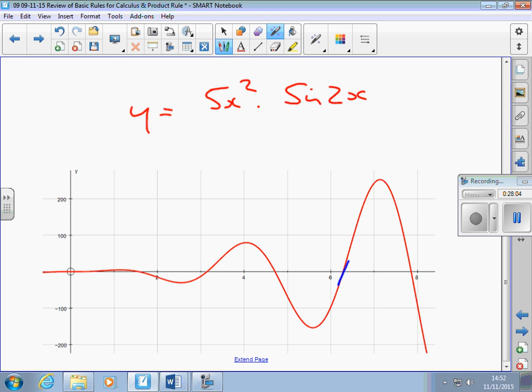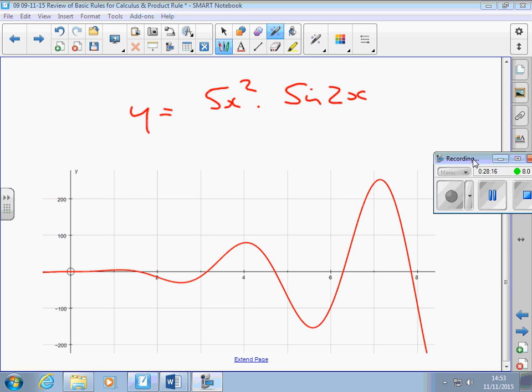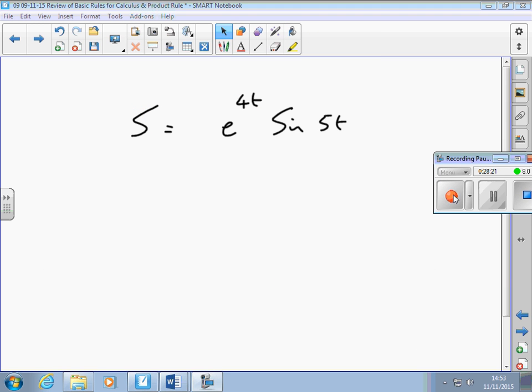Your assignment is going to be asking you to identify which rule to use, differentiate, and then find the value for the function at a particular point, or the differential of the function at a particular point. So let's have a look at an example, and I'll let you have a go at it. Okay, here's a function. Write it down. S equals e to the 4t sine 5t. What I want us to do is to differentiate that, please.